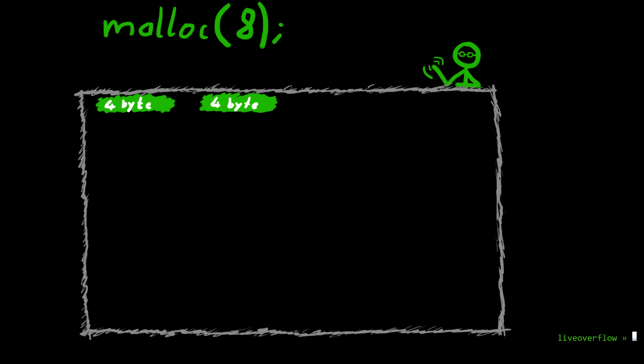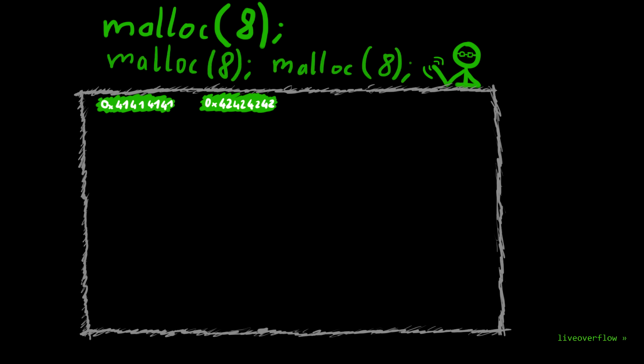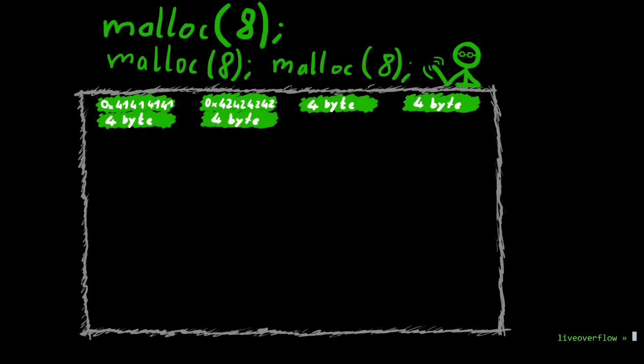So we can now write the string A, B, B, B, B to that address. And now let's allocate 2 more times just to see what would happen. Malloc 8 and malloc 8. This begs the question, how does malloc know which areas are still free?